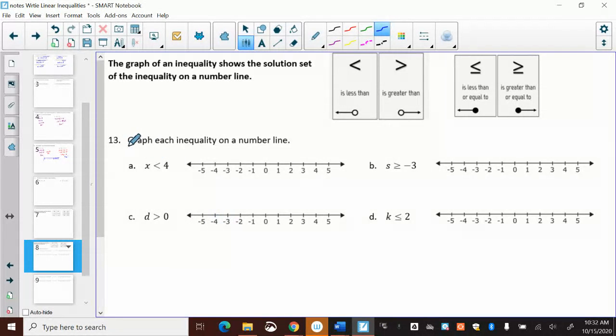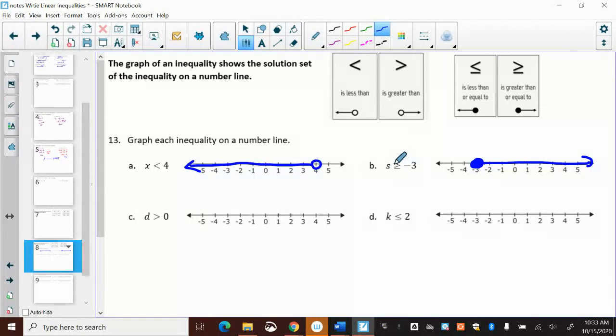All right, so we want to graph the inequality. You go to where 4 is on the number line, you make a circle. I notice there's no "equal to," so we keep the circle open. Less than means to the left. S is greater than or equal to -3. We go to -3 on the number line, make a circle. Because of the "or equal to," we color it in. Greater than is to the right.